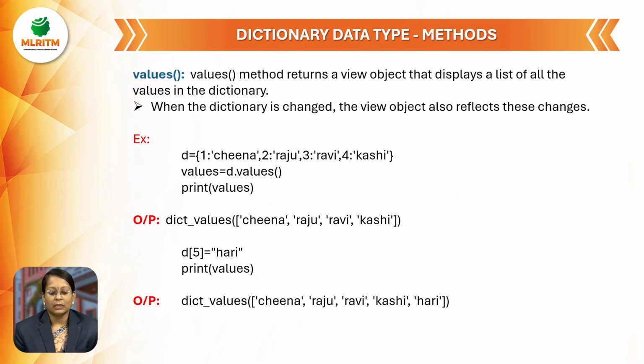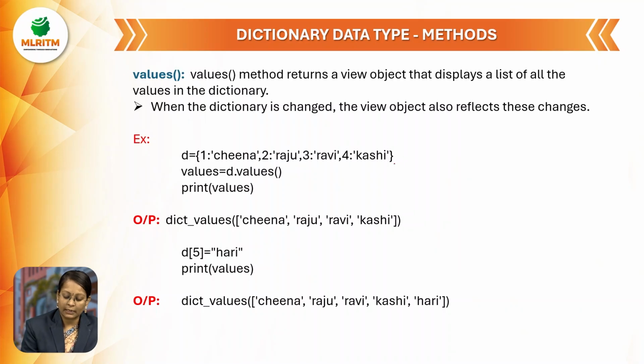Then the other method is values. Like the keys method, the values method gives all the corresponding values from the dictionary. The values method returns a view object that displays a list of all the values in the dictionary. When the dictionary is changed, the view object also reflects these changes.